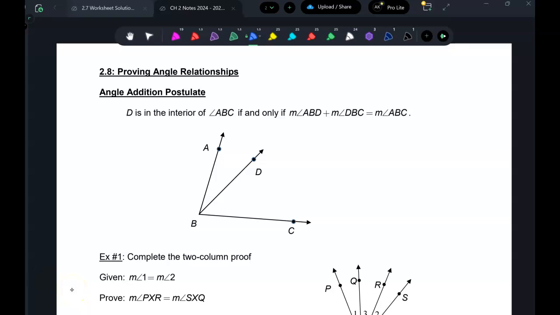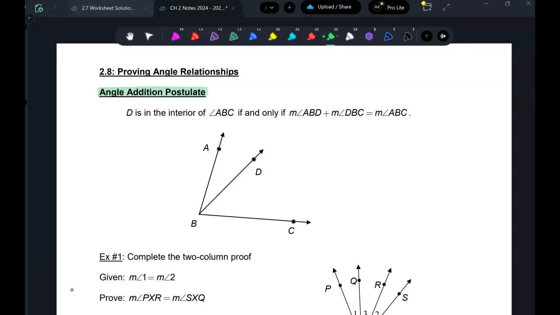Lesson on angle relationships. This is very similar to the last lesson. It's just instead of segments, we're going to do angle measures. Okay. So yesterday we did the segment addition postulate. This is angle addition postulate.